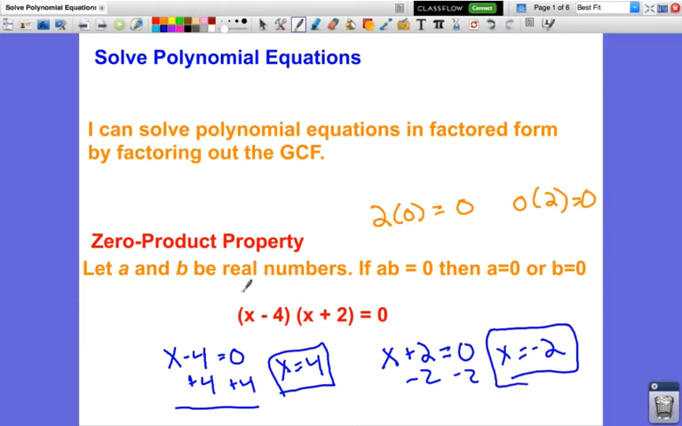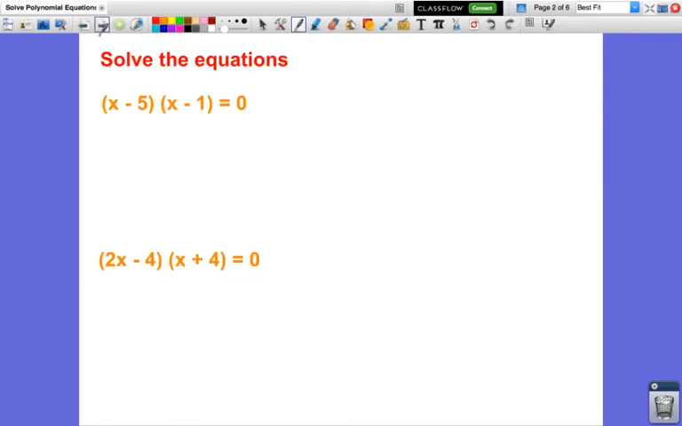If I plug in negative 2, I have negative 2 minus 4 and negative 2 plus 2, and when I multiply these, I get negative 6 times 0, which is 0. It works. If I plug in positive 4, I have 4 minus 4, which is 0, times 4 plus 2, which is 6. 0 times 6 is 0, so it still works out. So let's look at a couple more examples to get the hang of it.